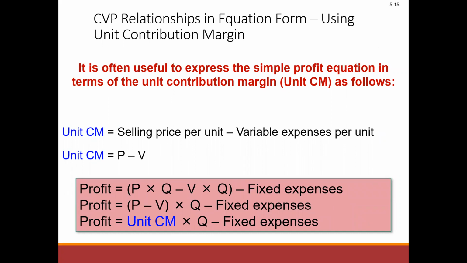The simple profit equation is: unit contribution margin is going to be your selling price per unit minus your variable expense per unit. Price minus variable gives us our unit contribution margin. So basically we can say our contribution margin is the amount per unit times the quantity we sold minus our variable expenses. It's the same stuff, we're just formatting it in a different manner per item.